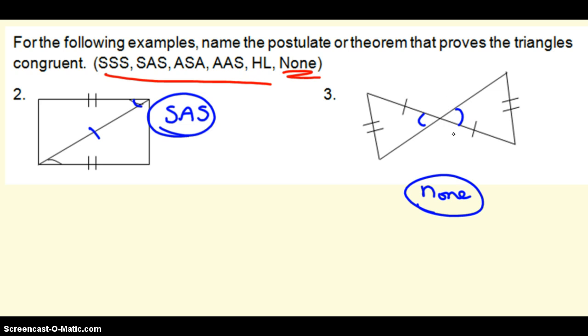Okay, now some of you will make the mistake of saying angle, side, side. Just be aware, angle, side, side is not something we do in math. So just remember, you don't swear in math. Okay?